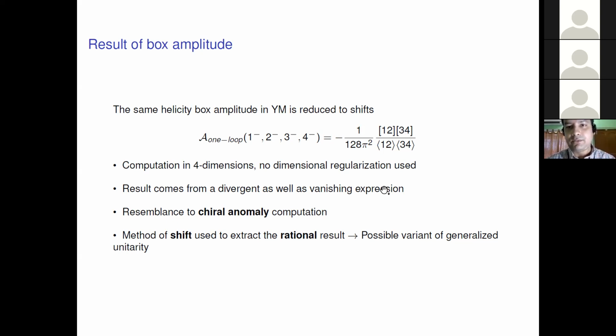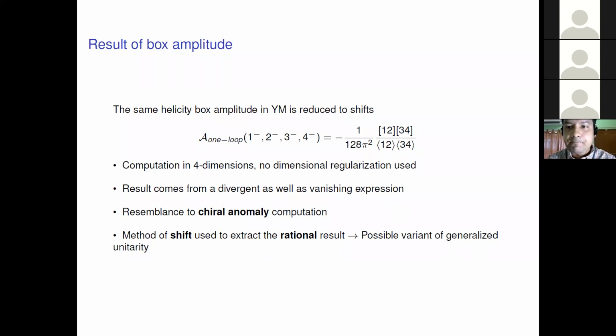And further, one of the main motivations of this calculation is that this shift method can be used to extract the rational result, and this can be a possible variant of the method of generalized unitarity. So the method of generalized unitarity basically calculates the rational parts of one-loop amplitudes. And here we have devised a particular method, the method of shifts, to extract the rational result. This result is completely rational, but it can be used to calculate the other rational parts of amplitudes.